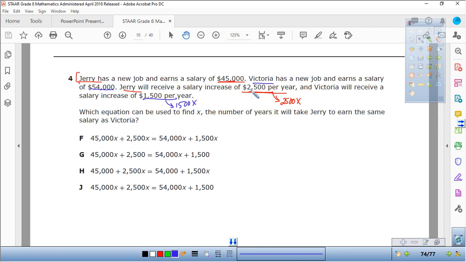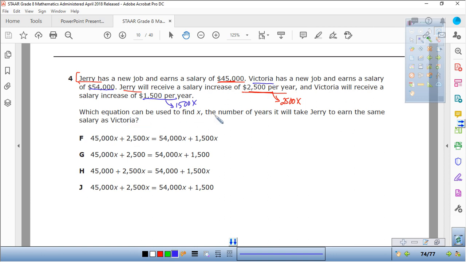So look for the stuff in red together, which is Jerry, and look for the stuff in blue together, which is Victoria. Because they're obviously going to go ahead and give you a lot of information. Now, for equations to be true, you have to use the same information about Jerry when you're talking about Jerry's equation, and the same thing about Victoria when you're talking about Victoria's equation.